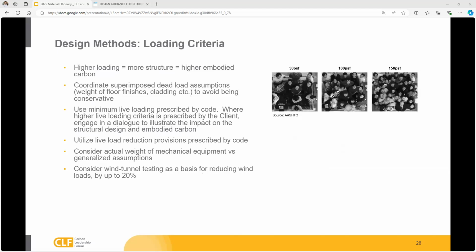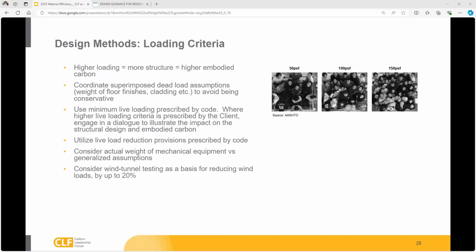Focus on your loading criteria. Typically higher loading is more structure and higher embodied carbon. Obviously codes are there for a reason and prescriptive when it comes to minimum design loading. Use the minimum design loading prescribed by code. That's typically live loading criteria, but often we see on projects custom loading criteria introduced. And the message here is really to interrogate those criteria and work with your client so they understand the impact of those criteria on the design and on the embodied carbon of the building.